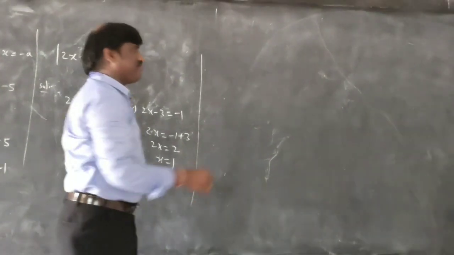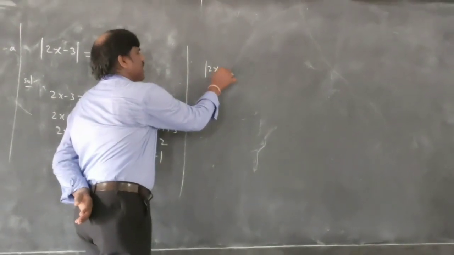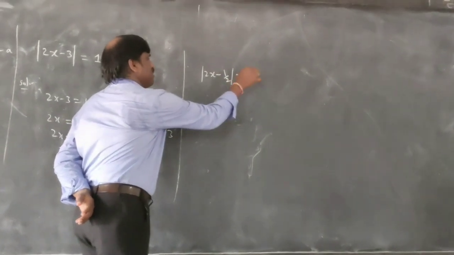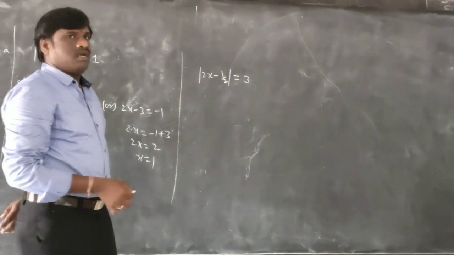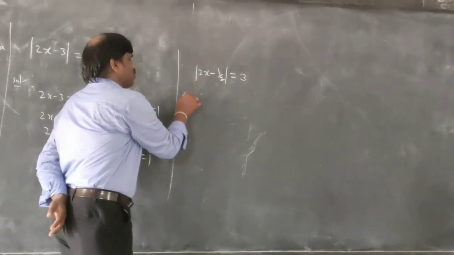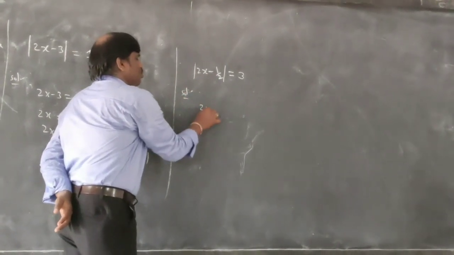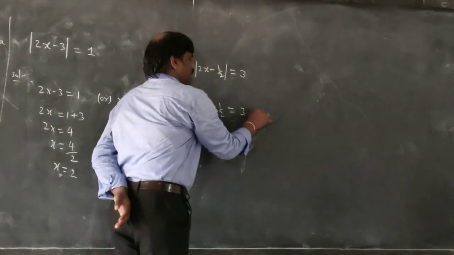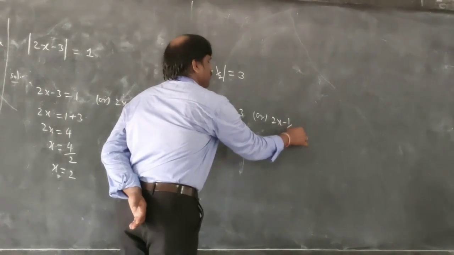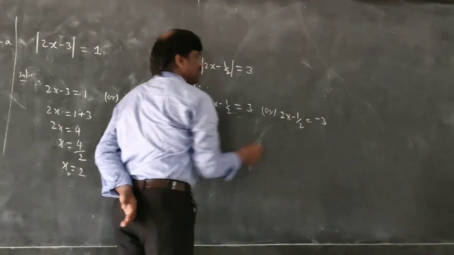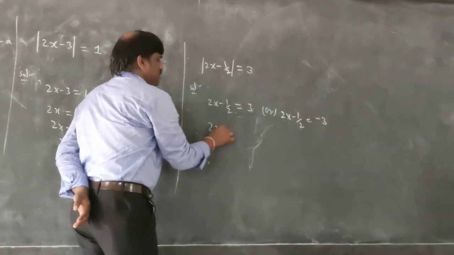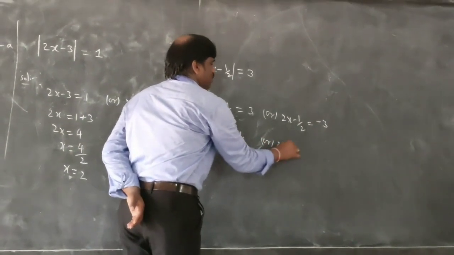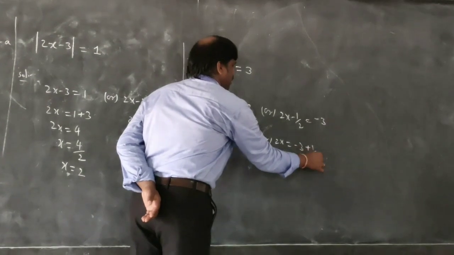Suppose you have mod of 2x minus half is equal to 3. Then what is the solution of this? The solution will be written as 2x minus half is equal to 3 or 2x minus half is equal to minus 3. Then I can write 2x is equal to 3 plus half, or 2x is equal to minus 3 plus half.